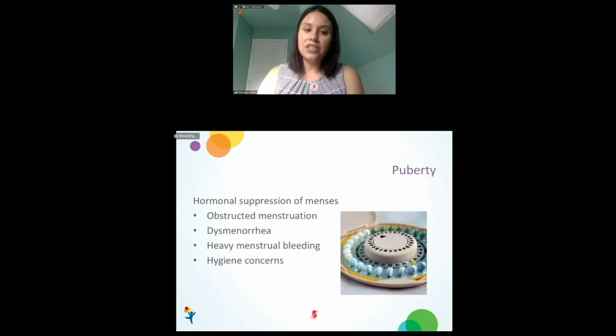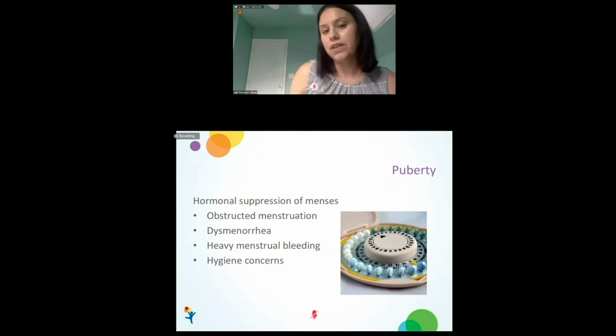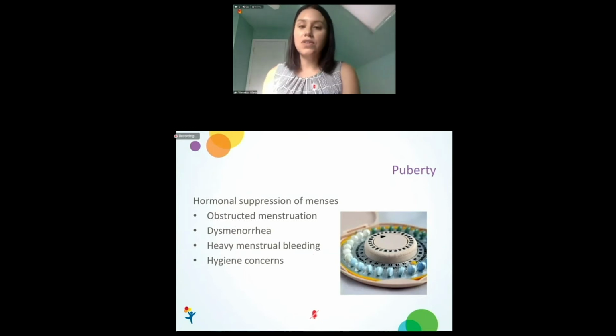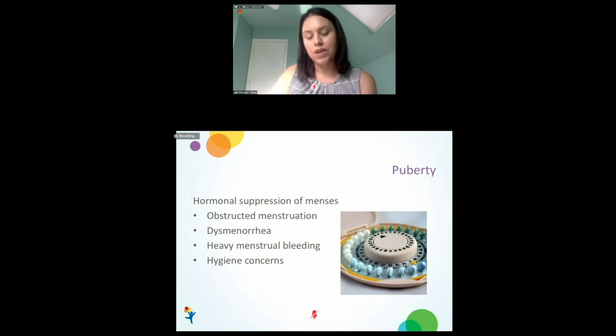As the gynecologist, I may discuss hormonal suppression of periods. And this is for a variety of reasons. If there's any concern for trapped menstrual blood or obstructed menstruation, then we want to stop any further periods with hormonal therapy. We can also consider hormonal therapy for other routine gynecologic concerns. So dysmenorrhea, painful periods, if your daughter has heavy menstrual bleeding, or if there are any hygiene concerns, if periods are heavy and it's difficult to manage those periods, we can make them lighter or make them go away with hormonal therapy.